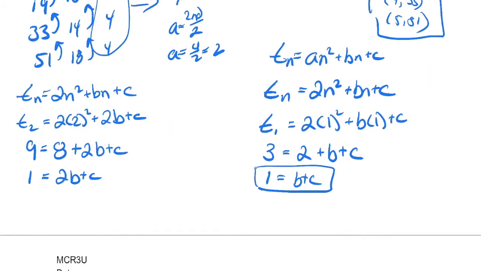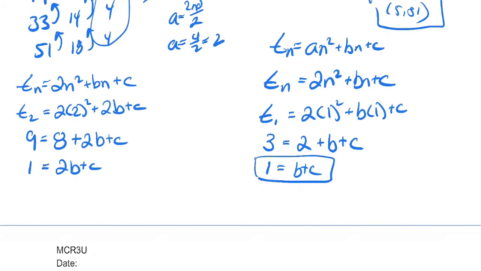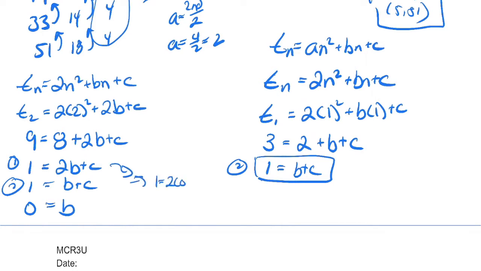So there's my first equation, and this is my second equation. I'm going to use elimination to solve. Here I'm going to subtract 1 from 2. So I get 0: 1 minus 1 is 0, 2b minus b is just b, and then luckily c minus c is 0. So b is 0. Let's use the first equation. This implies that 1 is equal to 2 times 0 plus c, so c is equal to 1.